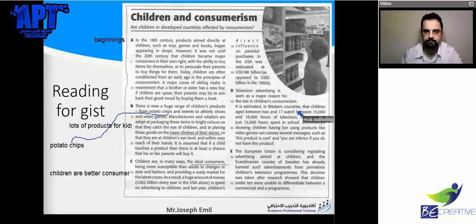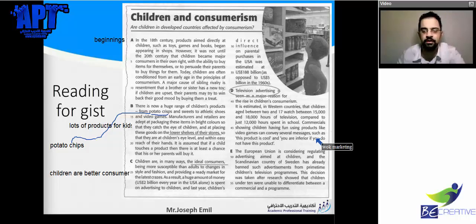Next, direct influence on parental purchases. Okay, let's just skip to the next paragraph. Television advertising is seen as a major reason for the rise in children's consumerism. It's estimated that in Western countries, children watch between 15 and 18,000 hours of television, something like the time spent in school. So here we're talking about television. Let me just circle this word here, television advertising. That's the subject of the whole sentence.